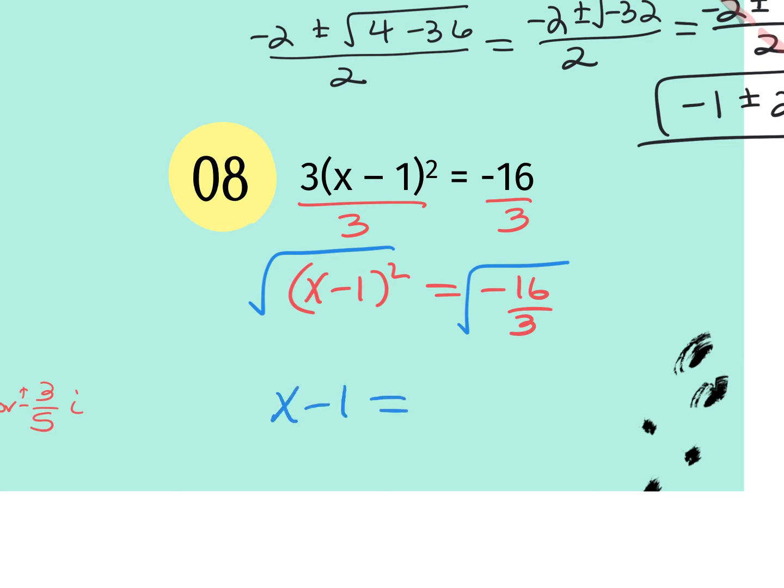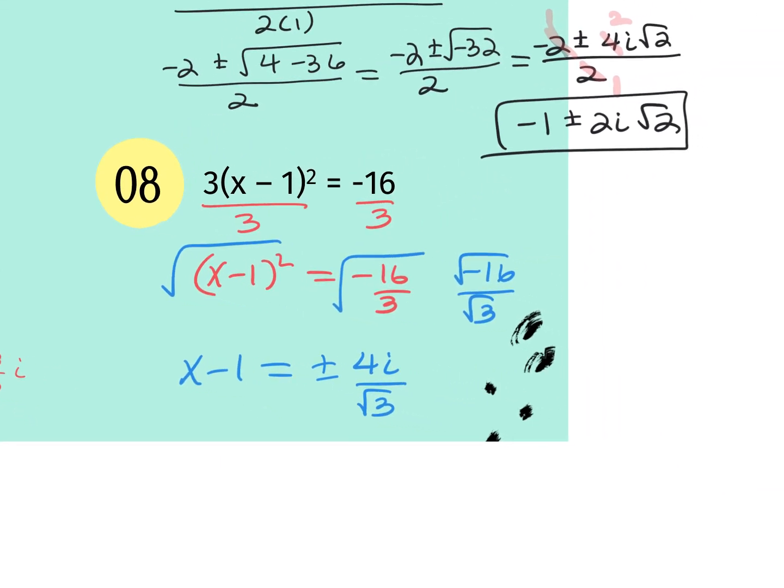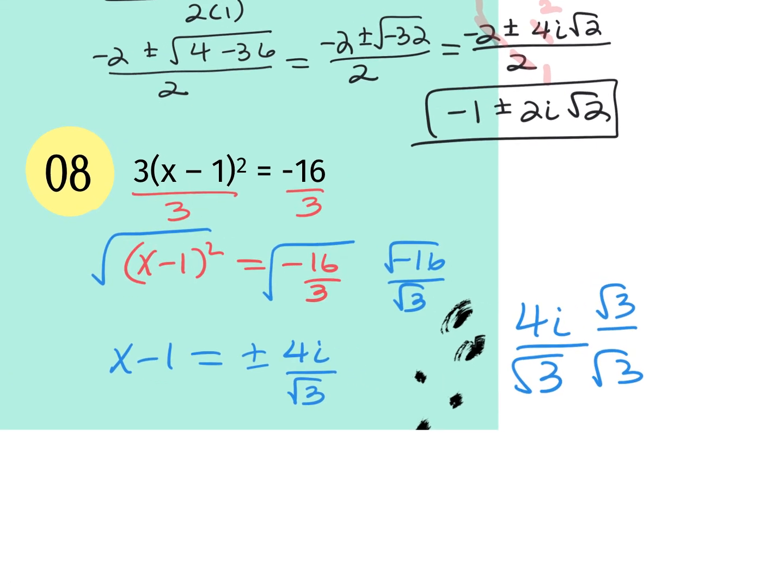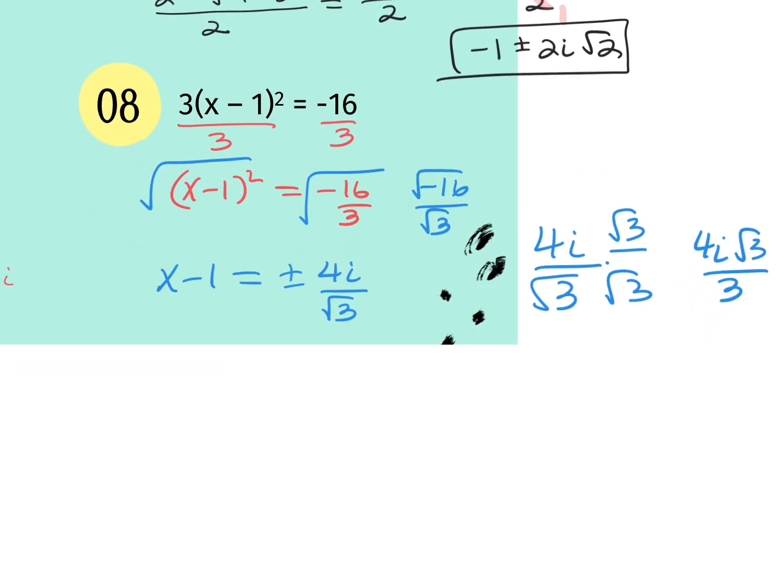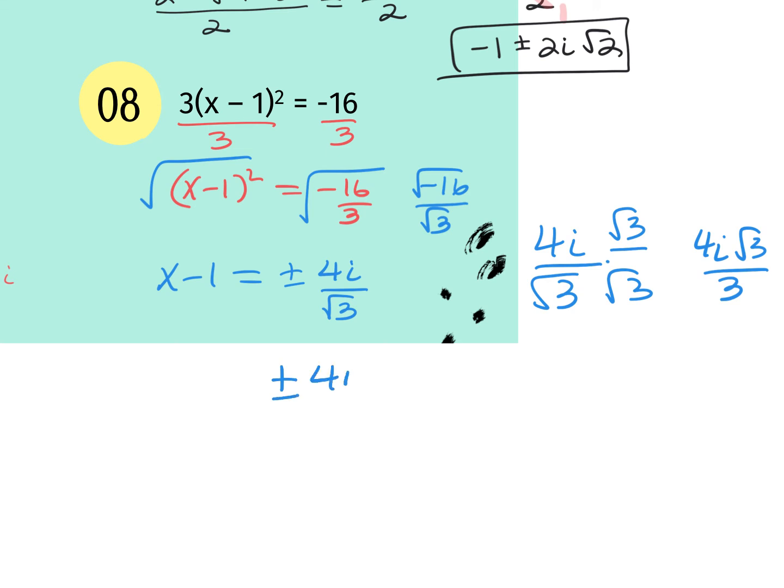X minus 1. And again, I can treat this as a negative 16 over the square root of 3. The numerator is a perfect square, so this becomes a 4i over radical 3. I need to rationalize that. I can never ever leave a radical in the bottom of my fraction. So 4i over square root 3, to rationalize, I'm going to multiply it to make it a perfect square by itself. And then this becomes 4i radical 3 over 3. So that is what this now simplifies to after it's been rationalized.